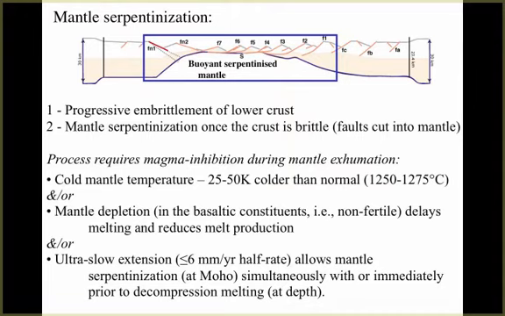So cold mantle temperatures, colder than normal, so 1200, 1300 degrees Celsius. Mantle depletion, so in the basaltic constituents, so it's a non-fertile mantle that delays the melting and reduces the melt production. And or we have ultra slow extension, so less than 6 millimeters per year with half rate extension, allows the mantle serpentinization at the moho and simultaneously with or immediately prior to any decompression melting that's happening at depth.